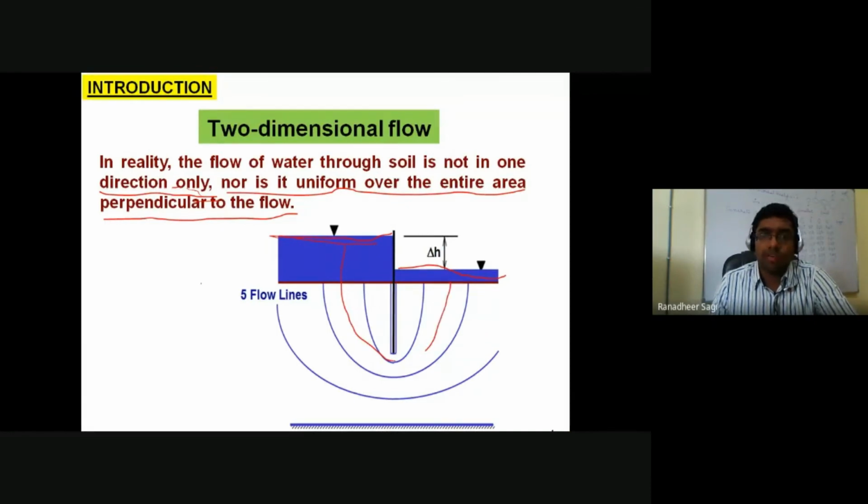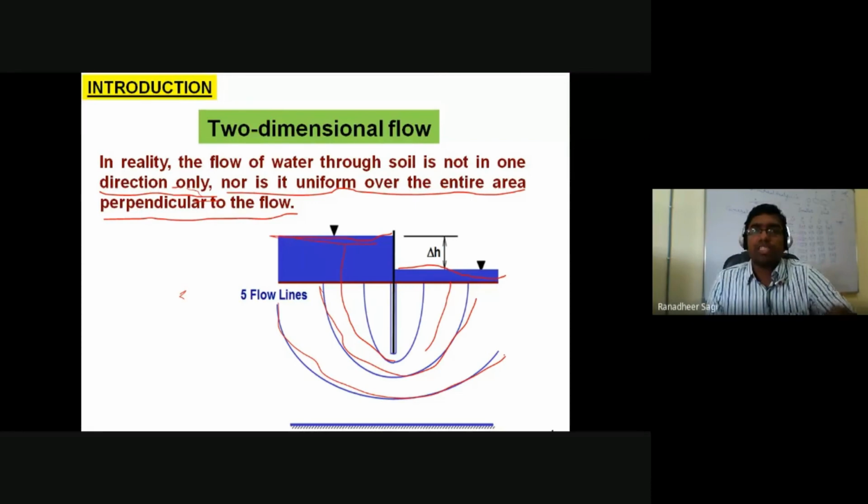Now, whatever these lines that you can see here, we call them flow lines. I repeat, these lines that we can see here are what we call flow lines. I'll talk about this in a little more detail so that you get clarity on what a flow line is and the other subsequent things which I'll talk about.